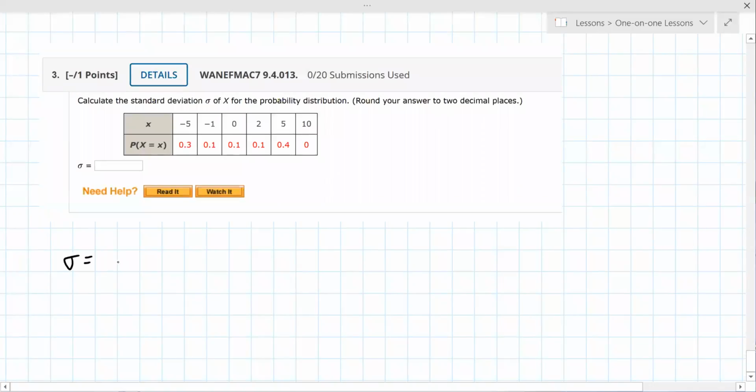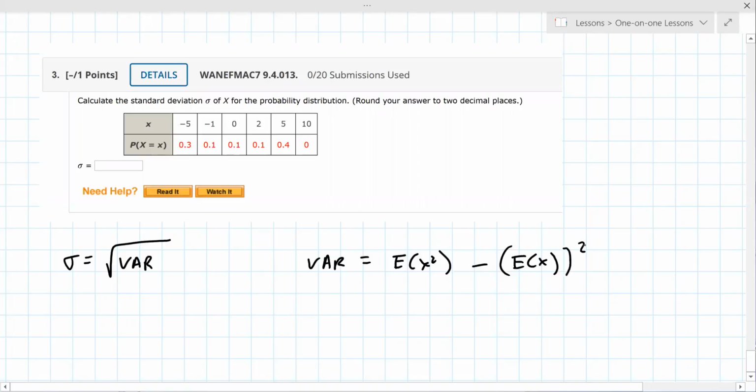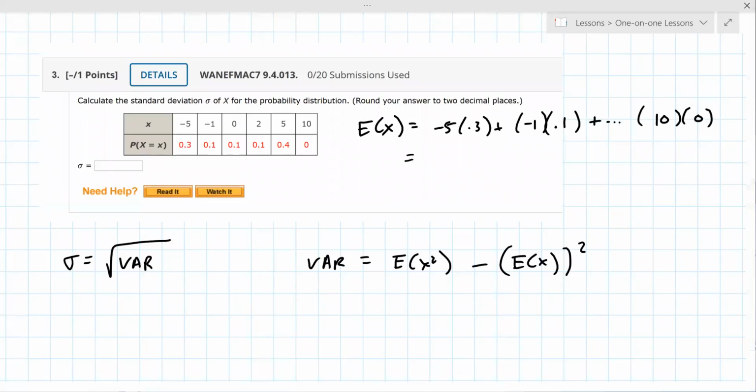Again, to find sigma, you have to take the square root of the variance, and the variance is the expected value of x squared minus the expected value of x all squared. So the expected value of x is the product of each of these. It's minus 5 times 0.3 plus minus 1 times 0.1 and so on, times 0. So you just have to multiply those numbers together and add them. I've got a little thing here to do it a bit faster. Just get a few more rows in here to do this. 1, 2, 3, 4, 5, 6. Okay.